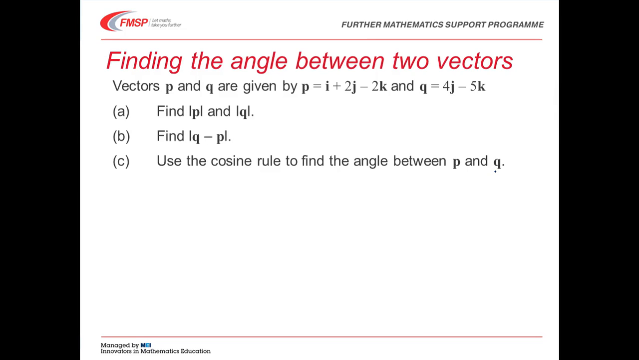We're going to start with an example and use the cosine rule to find the angle between two vectors. Then we're going to generalise and get ourselves a really useful result, which is called the dot product.